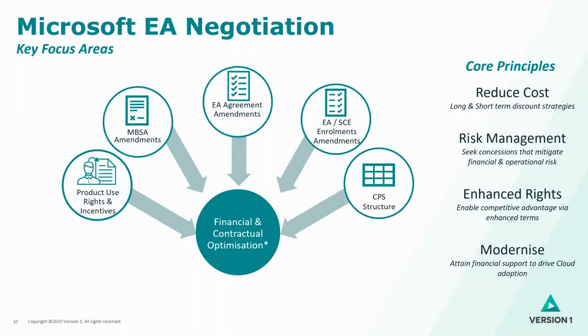But at a high level, the core principles that you need to be guided by are A, cost reduction. So like, what are the long and short-term discount strategies that can be implemented? B is around risk management. So are there concessions that will help you mitigate potential financial and operational risk associated with how you use Microsoft technology? C is around enhanced use rights. So through the use of enhanced rights, can your organization gain a particular competitive advantage?